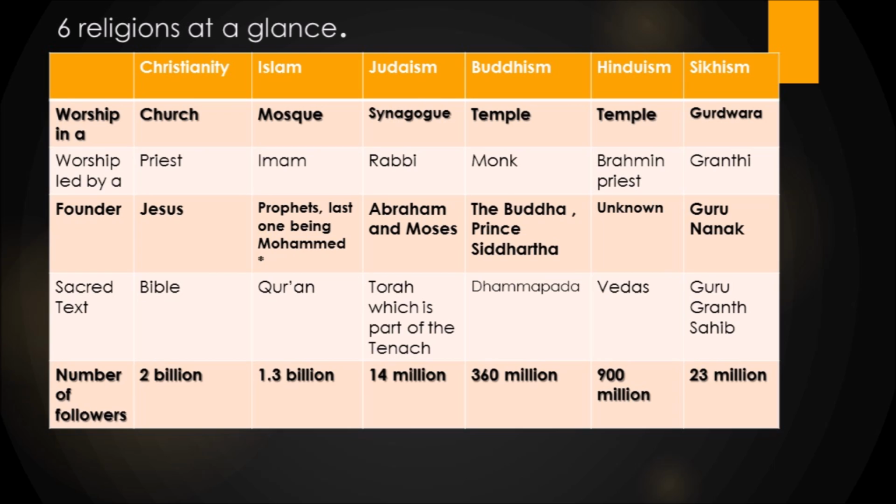So for example, in Islam, they worship in a mosque, they're led by an imam. The founder is the last prophet, Muhammad. The sacred text is the Quran, and the number of followers worldwide is 1.3 billion. Please stop the tape and have a look at all the religions. Knowing these key terms will help you get an A star in your GCSE.